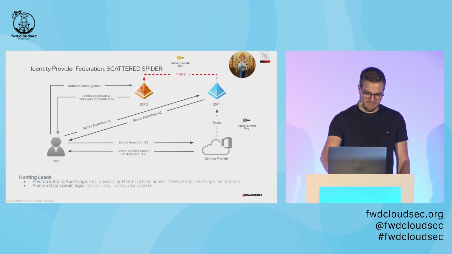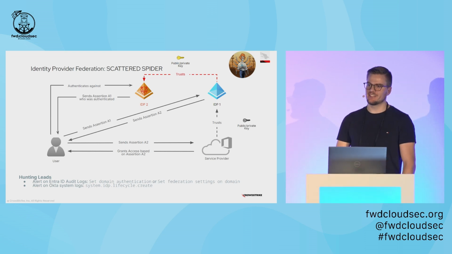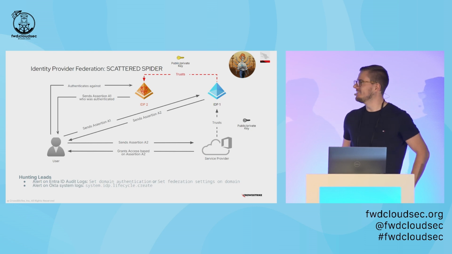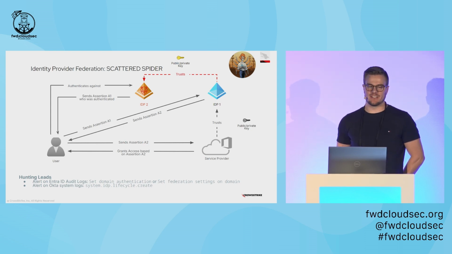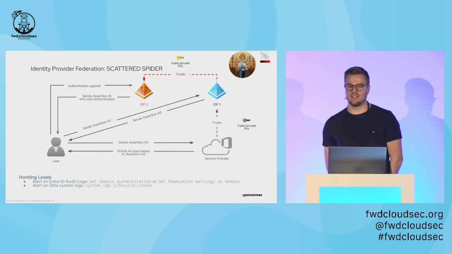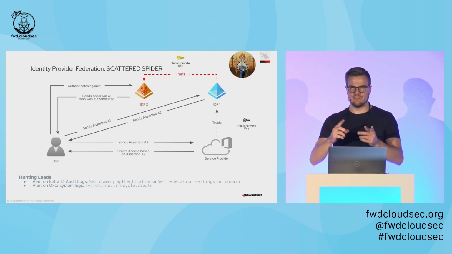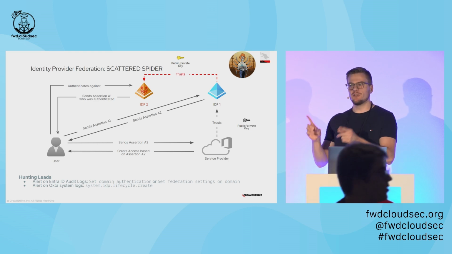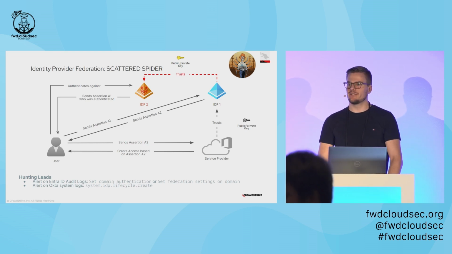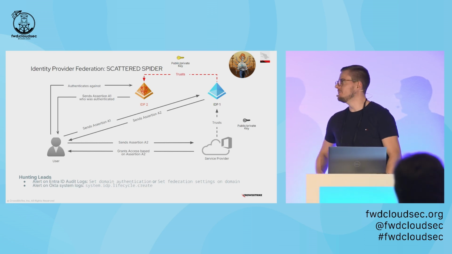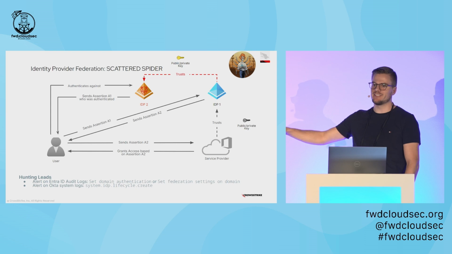Yes, one second. So be on the lookout for those 2 events. That's the quick answer. And those are the singular events. Oh, you can't see my screen. I think we'll get that fixed. So there's set domain authentication and set federation settings on domain in Entra ID, and the system IDP lifecycle create event in Okta. And those events are very rare. How often do you add a federated identity provider to your company? Probably 2 or 3 times in a lifetime. So you can alert on those single events. That's the exception to what I said before on not alerting on single events.